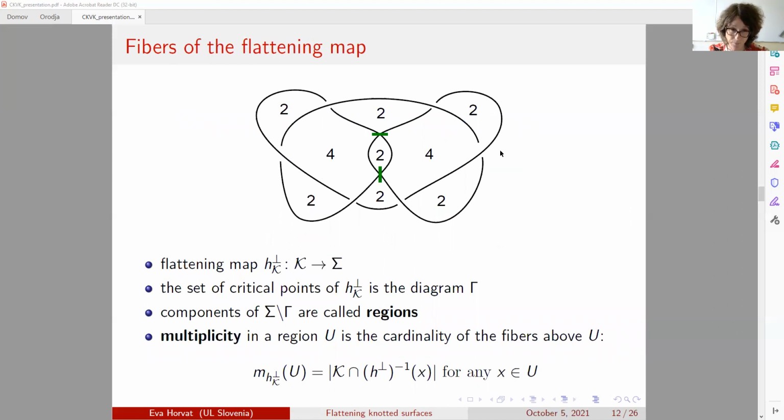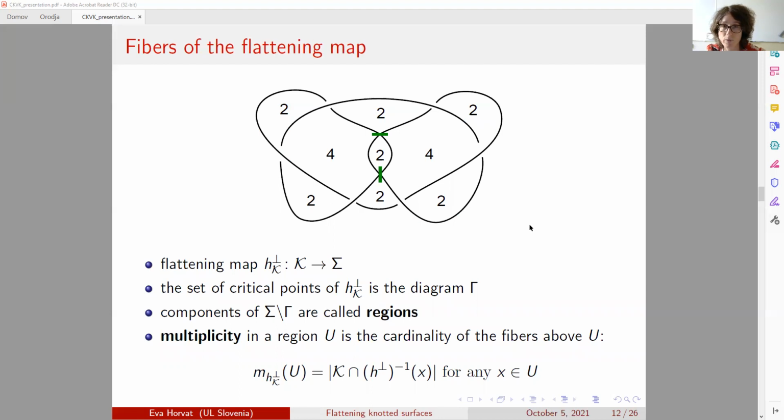Okay, so from this setting, when we have a flattening map defined by a hyperbolic splitting, and the diagram gamma that is a nice picture of this critical value set, then we call the components of the complement of gamma in the two-sphere sigma regions. And these are actually the analogs of the regular intervals we had at the beginning when we considered Morse functions on classical knots. And the multiplicity of the flattening map in a region U is defined as the cardinality of the fibers above U. So this is denoted by M here.